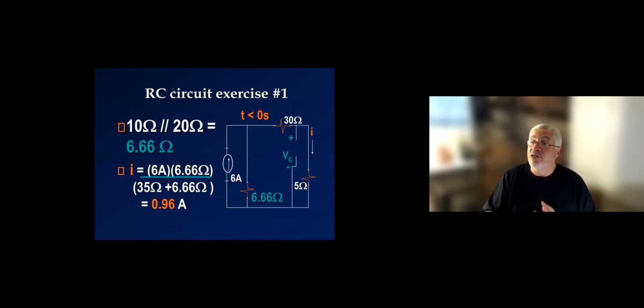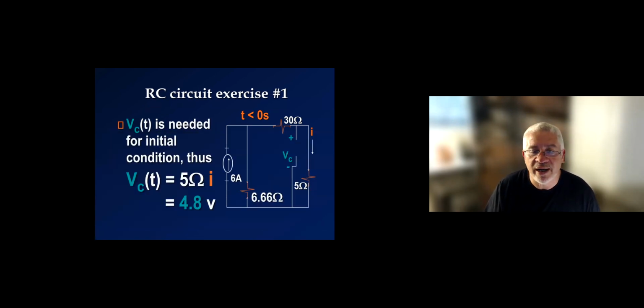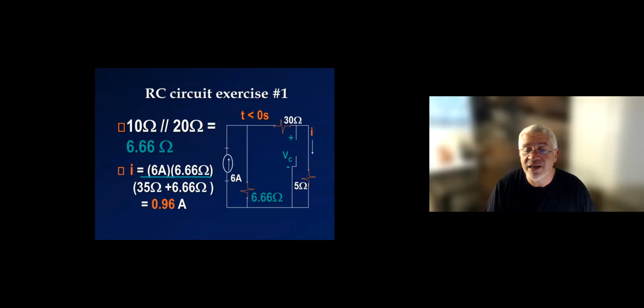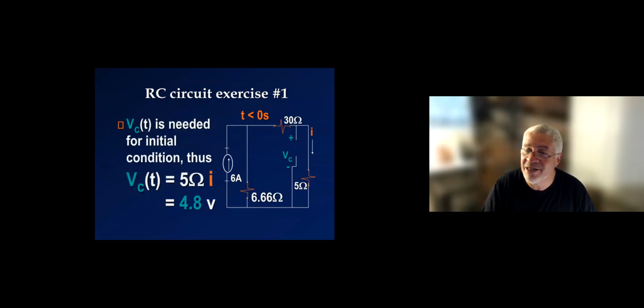The capacitor voltage is required for the initial condition for the next time period, okay? And that's what we got here. So we got the capacitor voltage to be 4.8 volt, and the current that was asked is 0.96 amp. So even though I did not ask you for the capacitor voltage, you have to calculate the capacitor voltage, because that is your initial condition, okay?